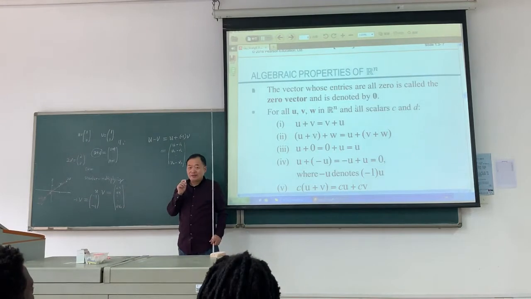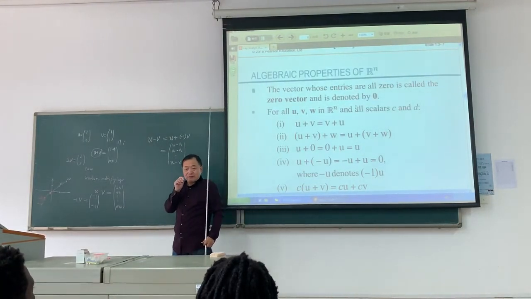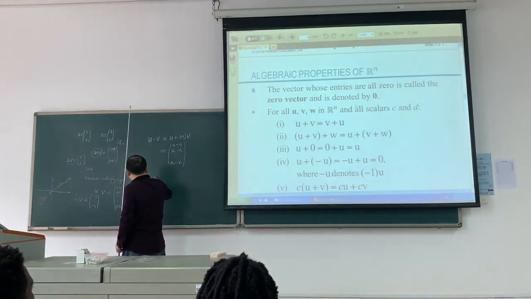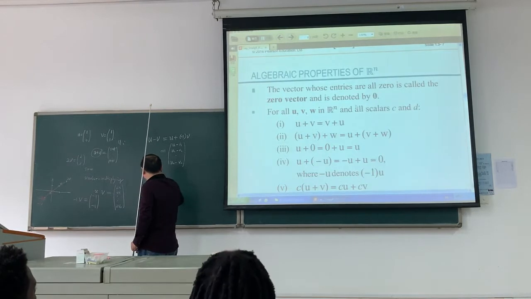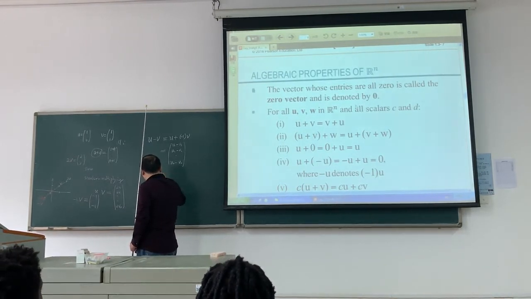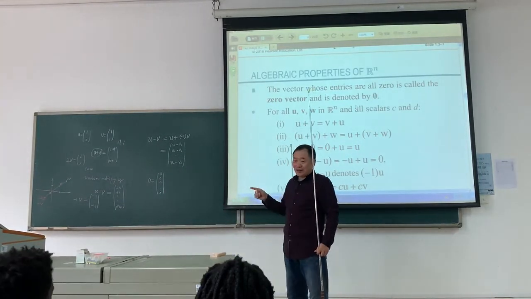Among all vectors, there is a special vector we call the zero vector. And the zero vector means all components are zero.